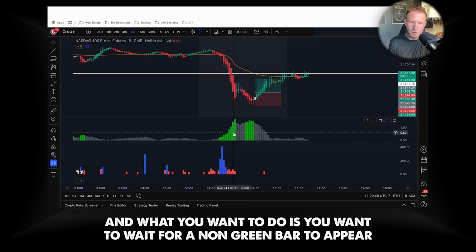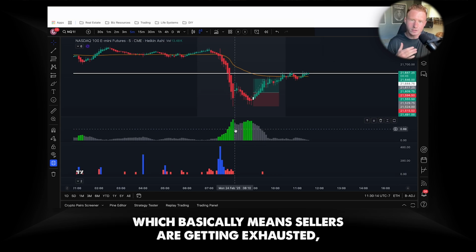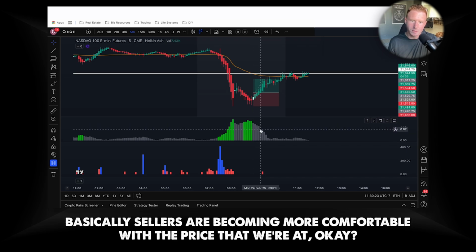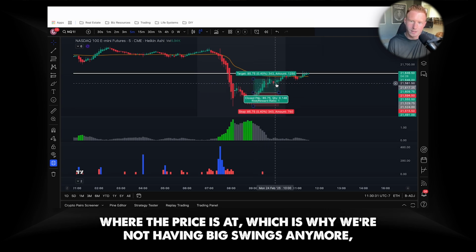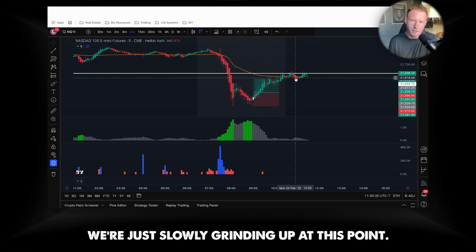And what you want to do is wait for a non-green bar to appear. And that shows that the volatility is falling down, which basically means sellers are getting exhausted. And as these bars go down, basically sellers are becoming more comfortable with the price that we're at. So as we're going up, the bars are going down, sellers are becoming more and more comfortable where the price is at, which is why we're not having big swings anymore. We're just slowly grinding up at this point.